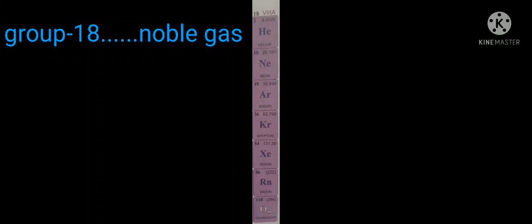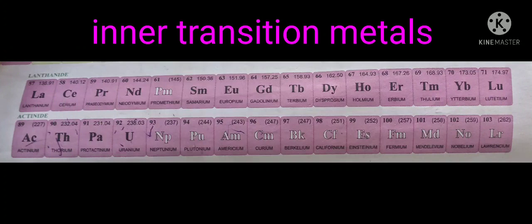The next one, F block elements. At the bottom, you can see F block elements, that is, lanthanides and actinides. They are called inner transition metals because these metals are actually present inside the transition metals, that is group 3. Just look at the book, group 3 and rows 6 and 7.